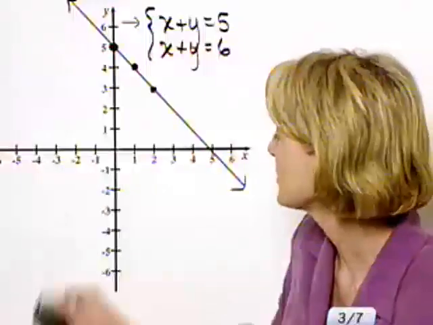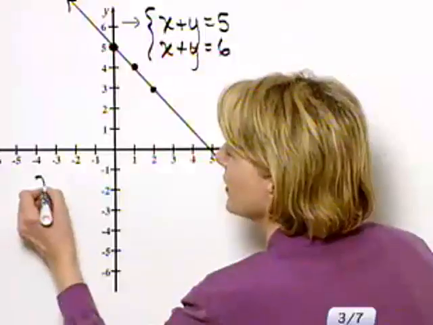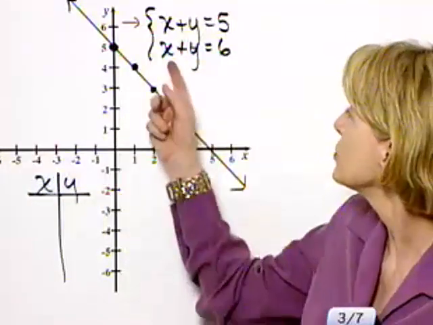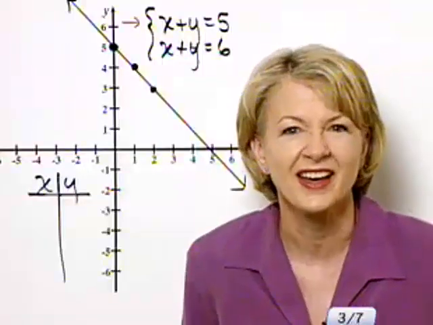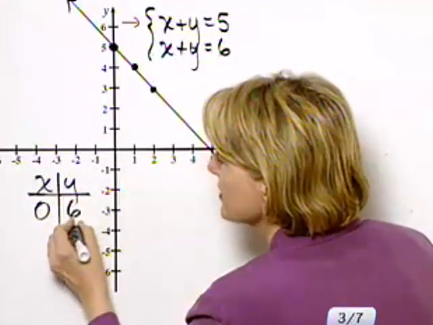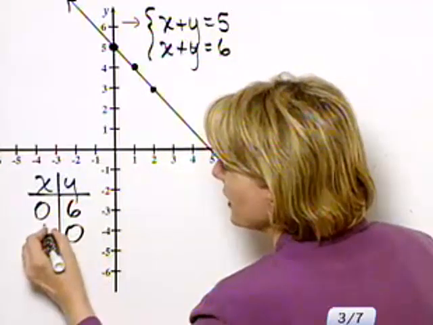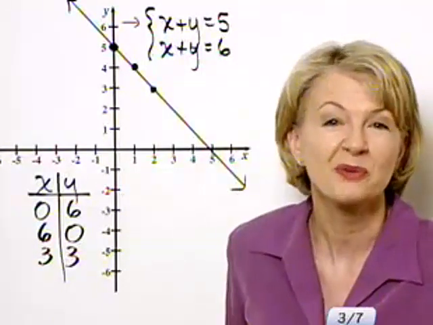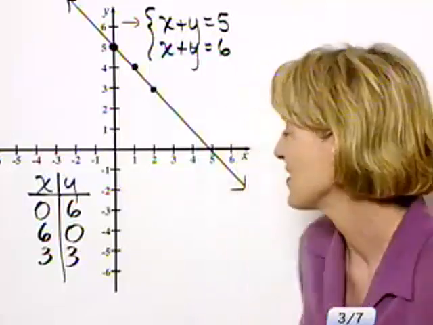Same thing, we'll set up a table. X, Y, and we're looking for 2 numbers whose sum is 6, so let's go ahead and just mentally do this. If x is 0, y is 6. Actually, if y is 0, x is 6, and you can use 3 and 3 if you'd like. 3 ordered pair solutions.